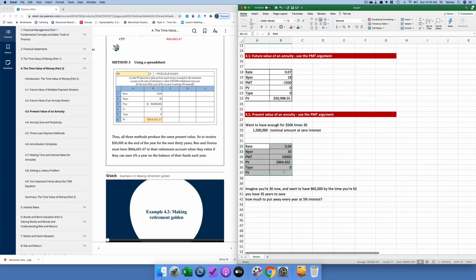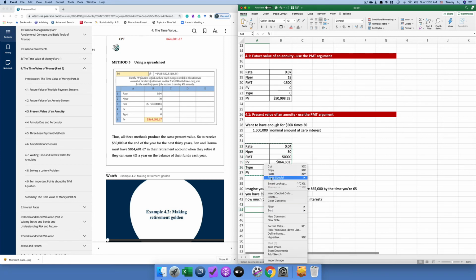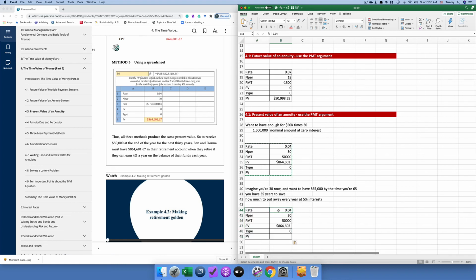So again, let's just copy our little box here. But now, let's empty everything out. Now our rate is 5%. We have 35 years. The payment is what we're going to solve for. The present value is unknown, irrelevant, and the future value now is 865. Right? So now we want to solve for the payment. So at 5%, number of periods 35, present value we don't know, future value is 865. So how much do we need to put away?